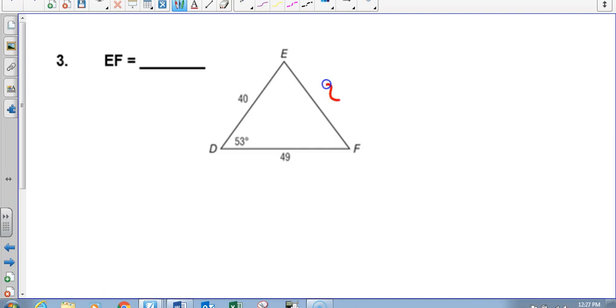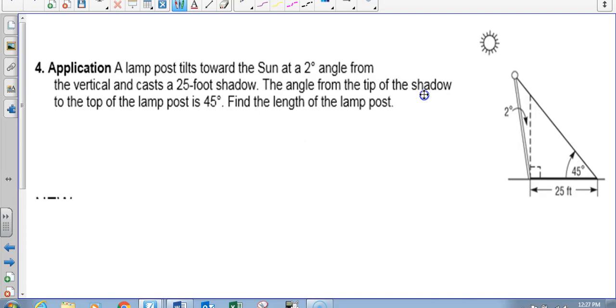Law of sines or cosines to find that side? Don't have anything across from anything, right? Got to do law of cosines. So it would be x squared equals 40 squared plus 49 squared, etc. Yep. All right.